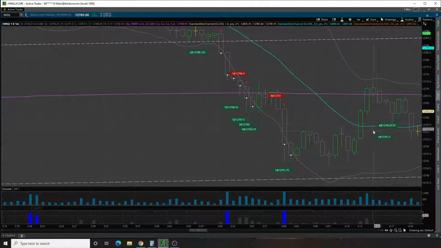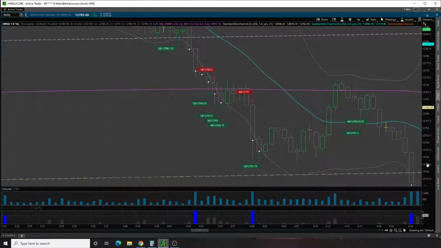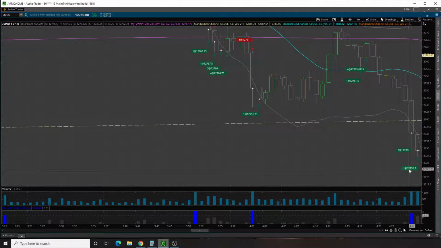Trying to add on the way down. Added 4 at 65, added 1 at 61. That's 6 contracts long, holding long. Pull back here. Added 3 at 38. Added 1 more at 32.